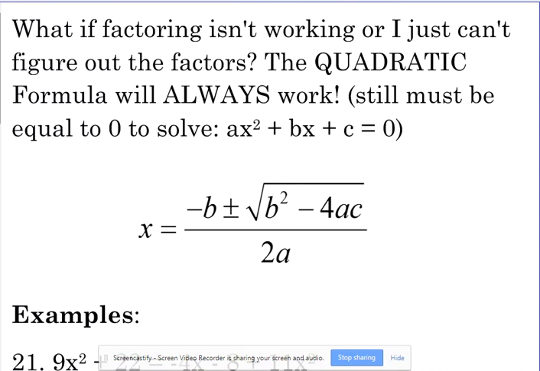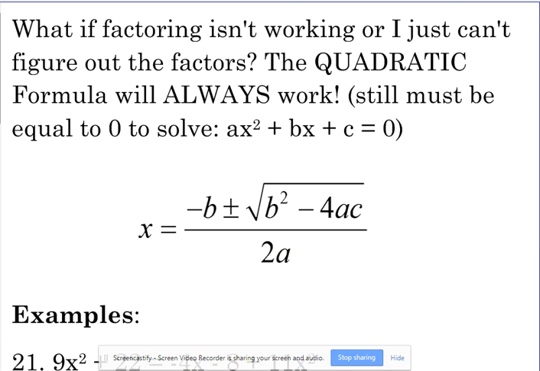Sometimes some of these problems you just can't figure out the factors. I watched some of y'all sit there for 5 minutes trying to figure out what multiplies to give me the last number and adds to give me the middle number. Don't sit there that long trying to figure that out. Quadratic formula, the quadratic formula will always work.